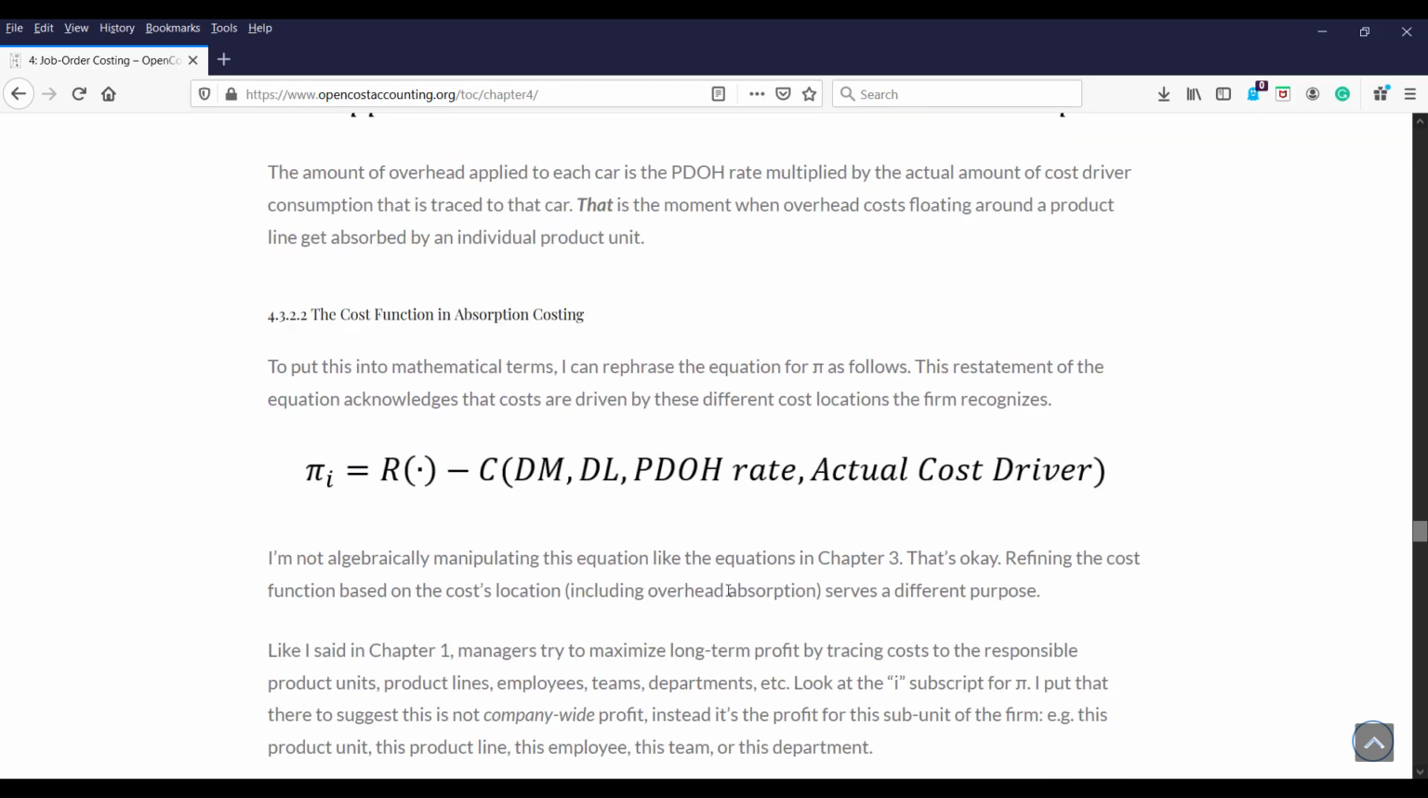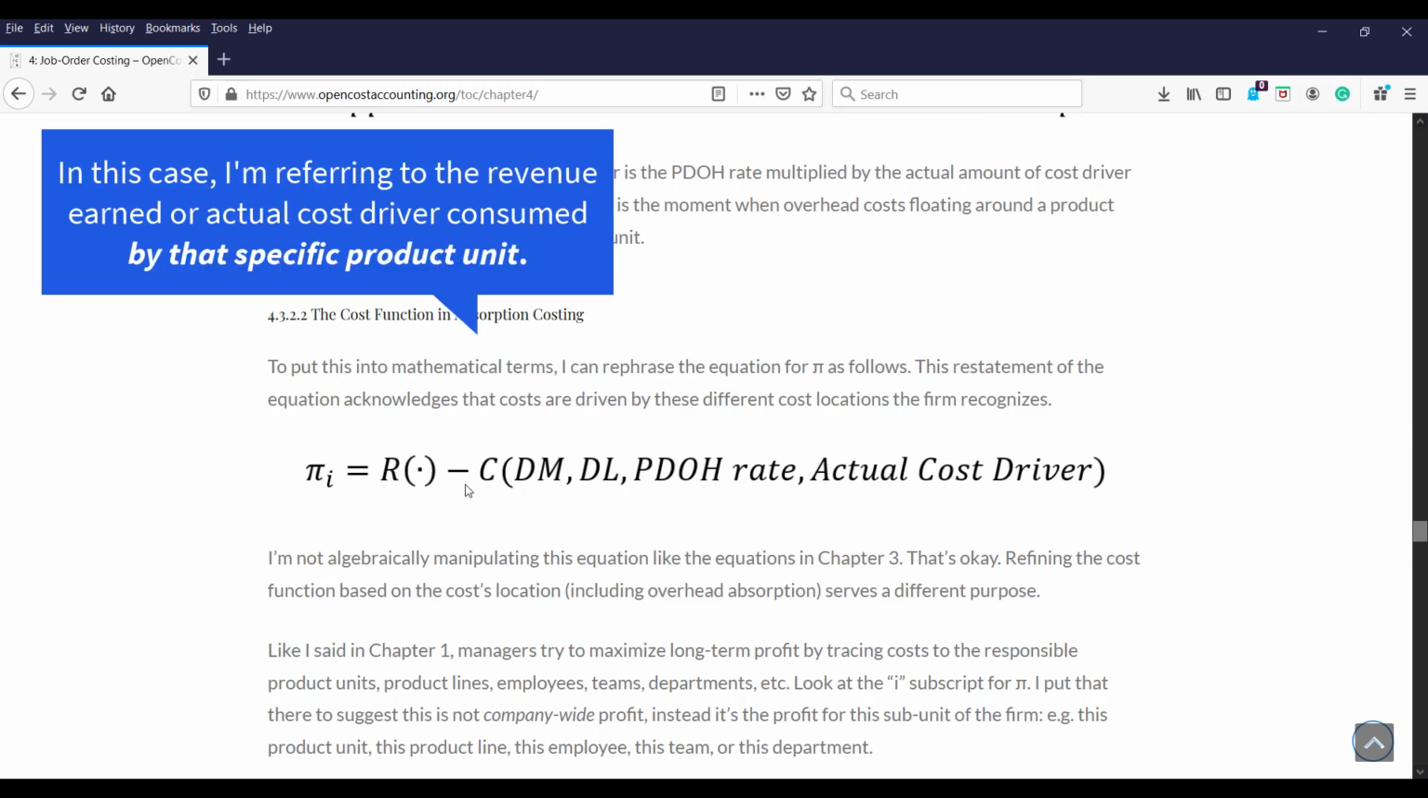And so now, like I said, we're talking about pi I. We're talking about the pi for this individual product unit. So how much profit are we earning from this product unit is how much revenue we take minus the cost of that unit, which under job order costing, we're approximating this way. The direct materials we can trace to the unit, direct labor we can trace to the unit, and then these two working together, the PDOH rate, the overhead rate that we've calculated, multiplied by the cost driver that we're using to apply that overhead. So that altogether is the cost of that individual product unit. And that helps us determine how much we're making off of that individual product unit, that job, that order. It helps us understand, make better decisions.